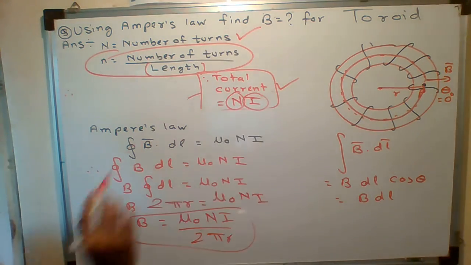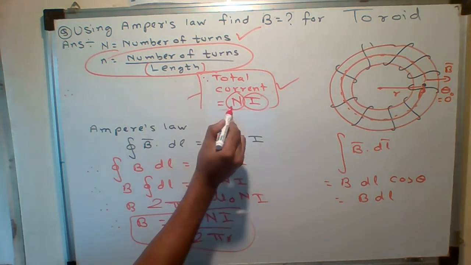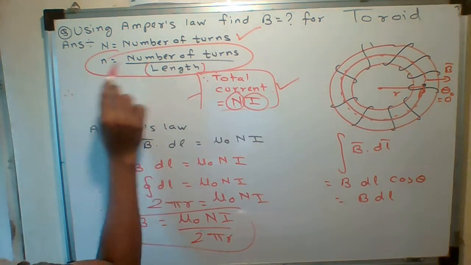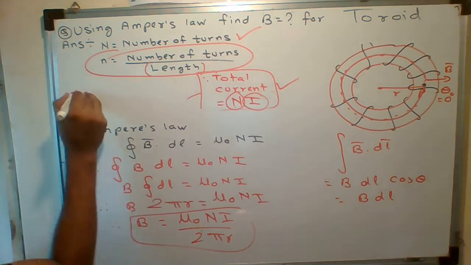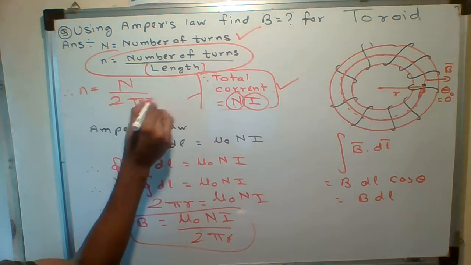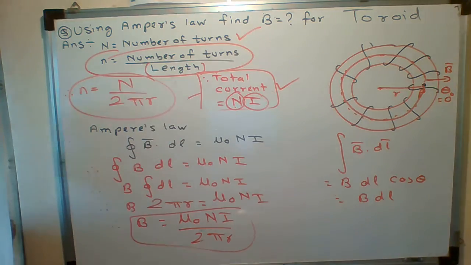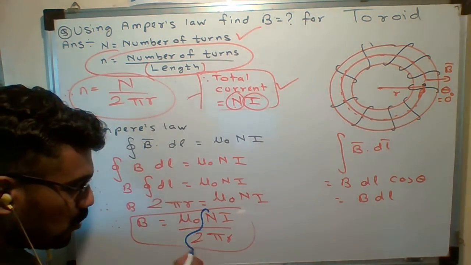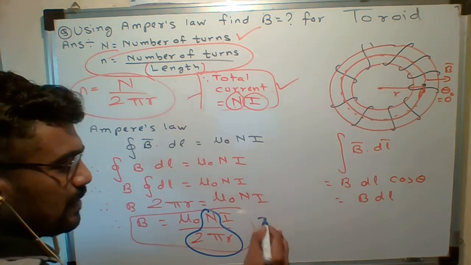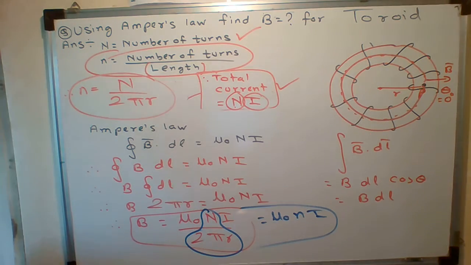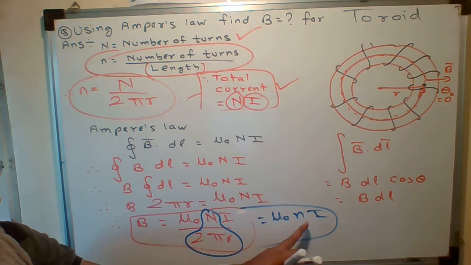And what is capital N? The number of turns. And what does small n represent? The number of turns per unit length. So here I will say the number of turns is N, and the length is 2 pi r. So students, N upon 2 pi r. But we will find this formula also: this N upon 2 pi r can be replaced by small n also. Understood? So sometimes we will find mu naught small n into I.